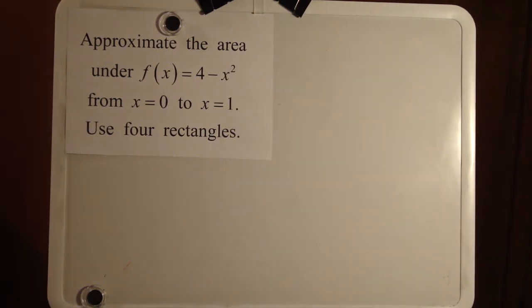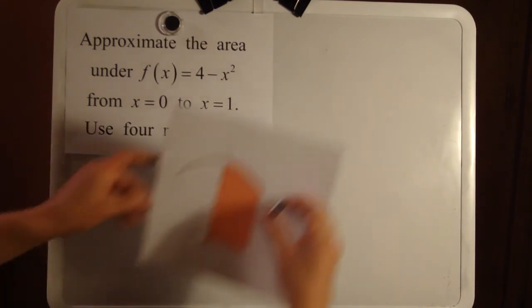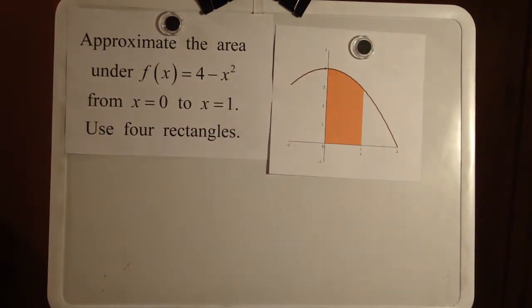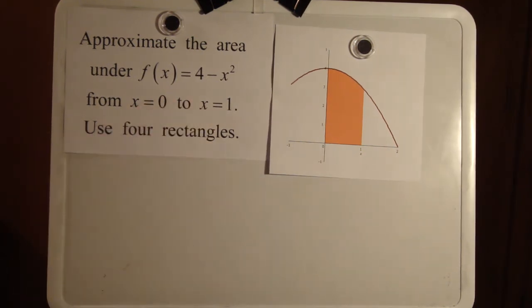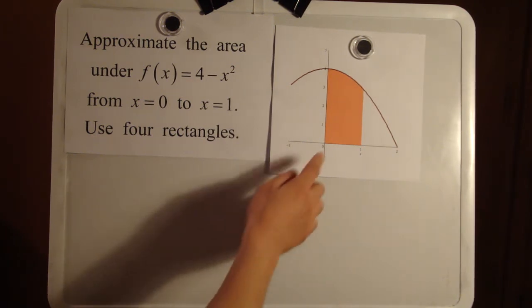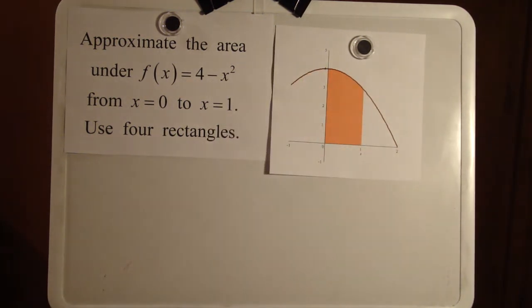So first thing we'll try to do is just to get a handle on what the graph looks like, because it's always good to have an image of what's happening. So here we have the function y equals 4 minus x squared, and we're going to start at 0 and stop at 1. So this orange portion here is what we're trying to estimate. The problem with finding this exactly is it is not a convenient geometric shape. So we're going to zoom in on this area and then break down this region into rectangles, and we're going to try to approximate it.